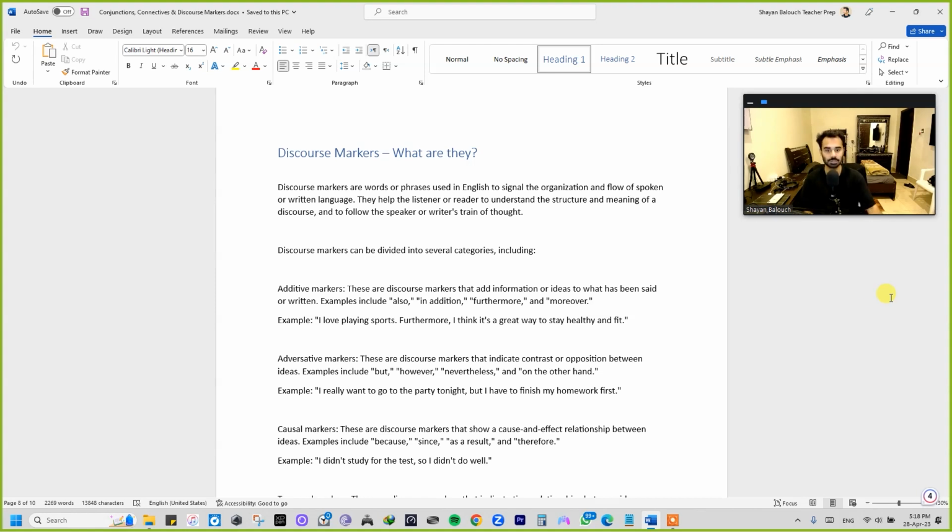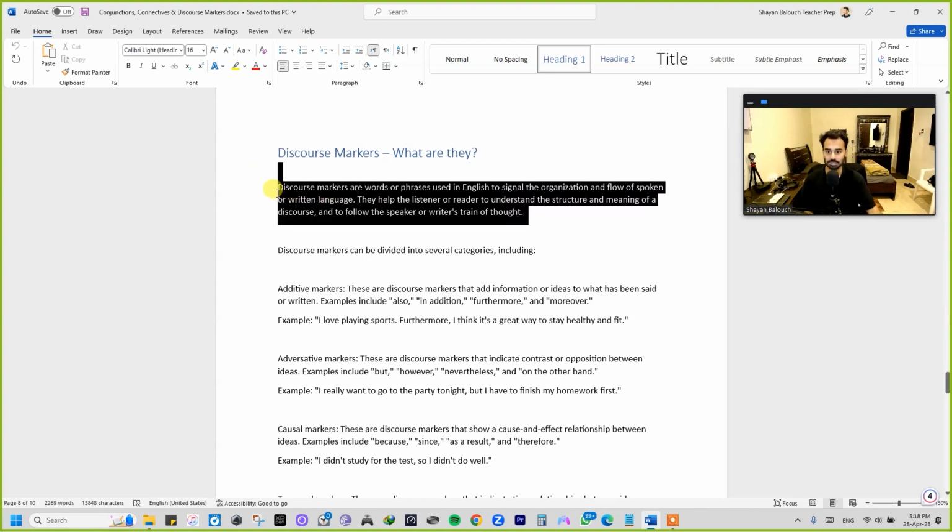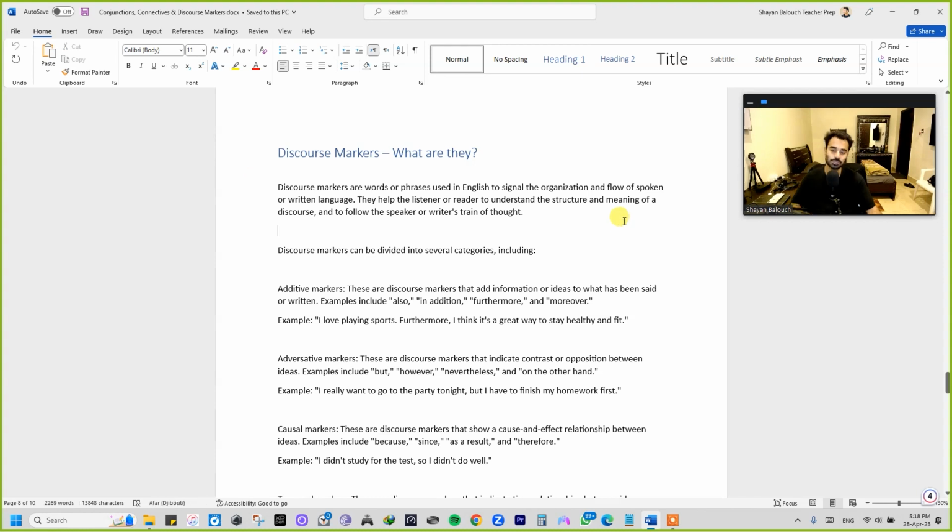So I'm going to read this definition out for you, all right? And let's try to understand this together as well, okay? Discourse markers are words or phrases used in English to signal the organization and flow of spoken and written language. Now, this line actually means that it signals the organization. Organization means the pattern, okay?